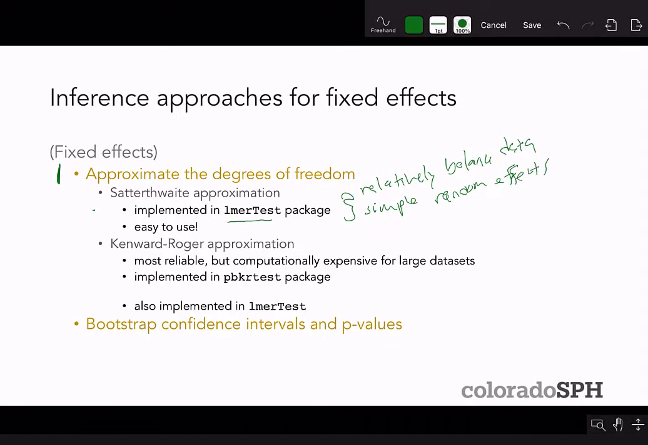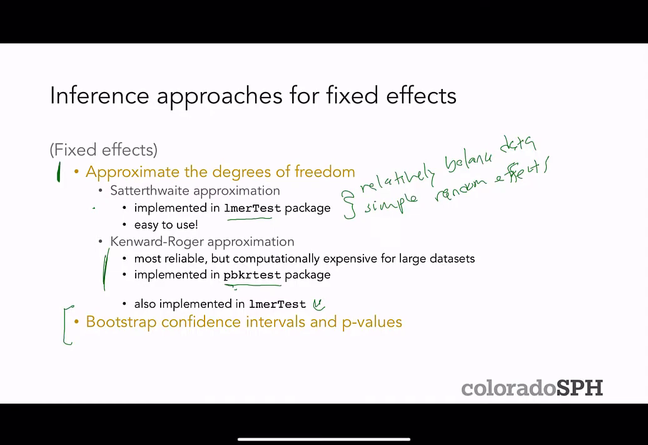Then the Kenward-Roger approximation is somewhat more reliable, but can be computationally expensive for large data sets. And this is implemented in the PBKR test package, and you can also use it in the LMER test package. And then another way to get inference for fixed effects is to bootstrap confidence intervals and p-values like you learned in 6611.